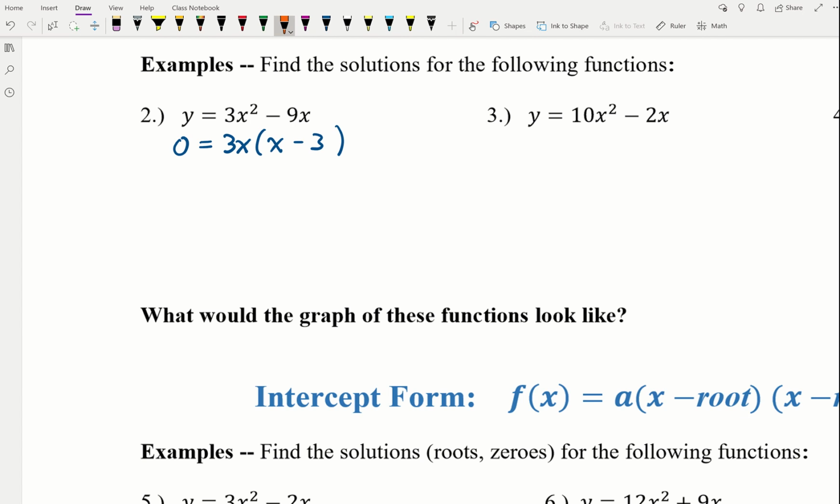Now, in order to find the solutions, we need to know what's going to make each factor 0. So if 3 times x equals 0, x has to be 0.